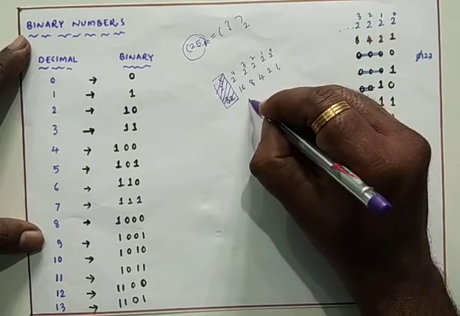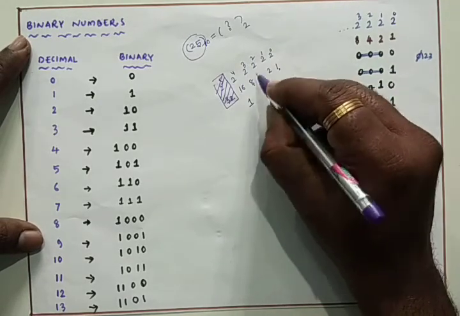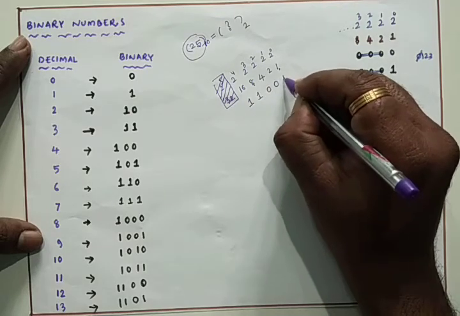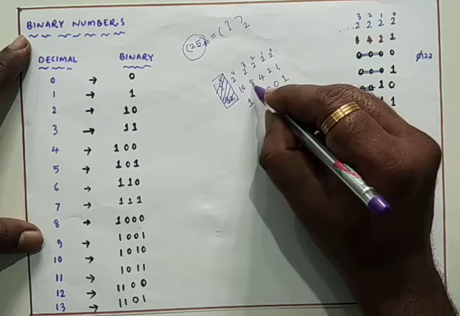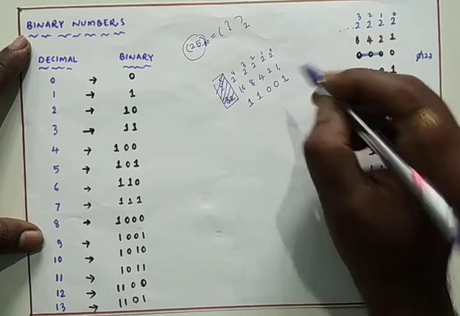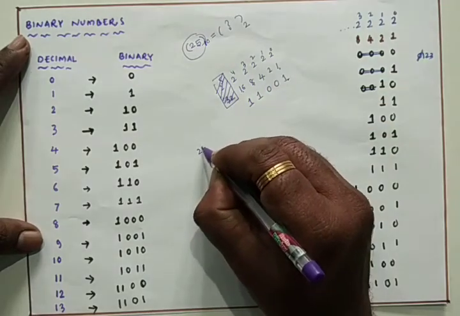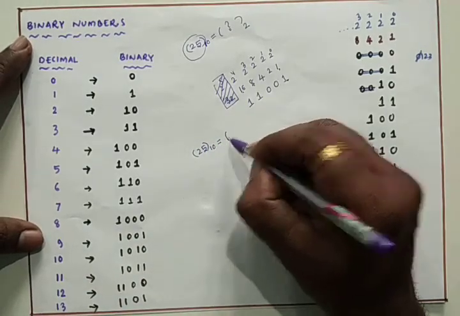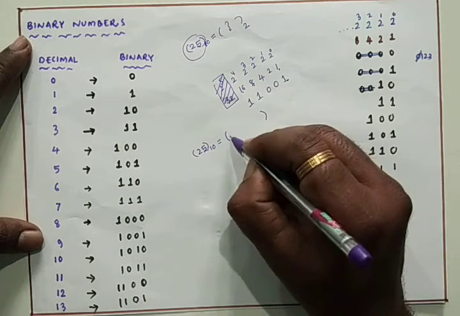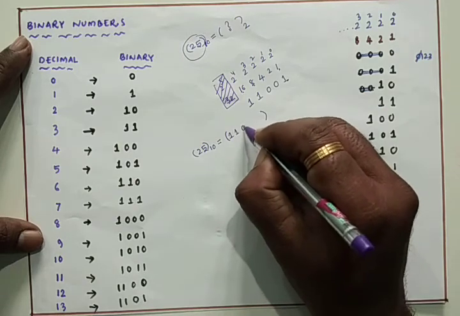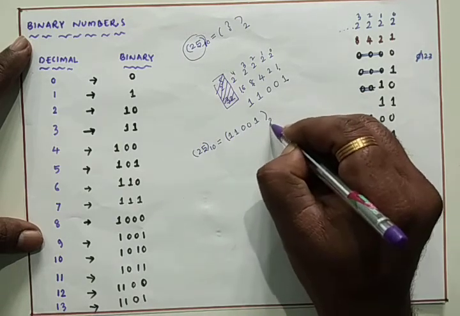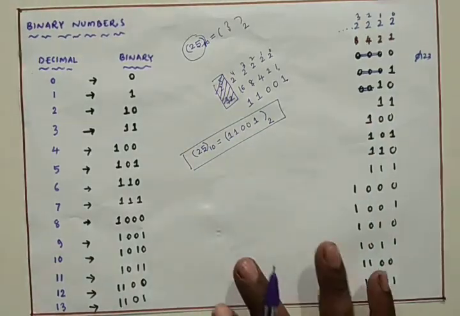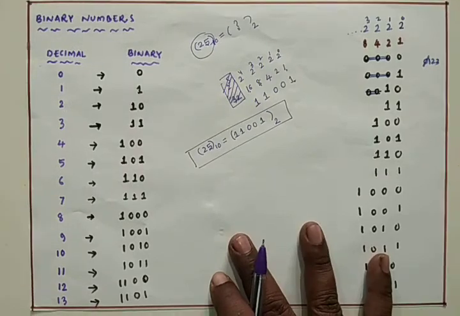That means I require 16, I require 8, I don't require the 4, I don't require the 2, I require the 1. 16 plus 8 is 24, 24 plus 1 is 25. So if we have 25 base 10, which is a decimal number, the equivalent binary will be 11001 base 2. This is the equivalent binary number for the given decimal number.